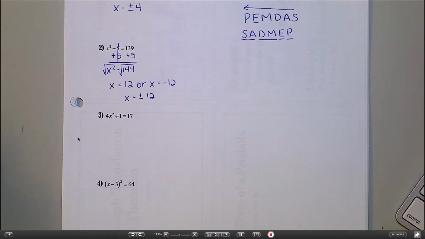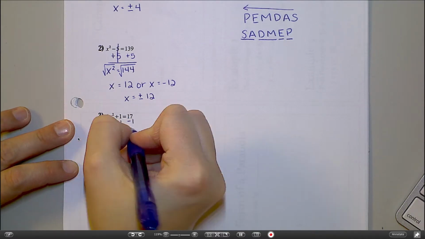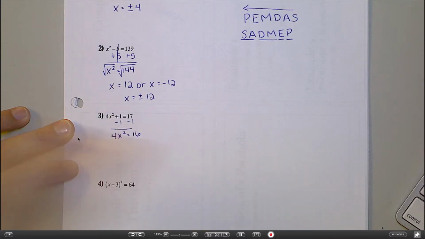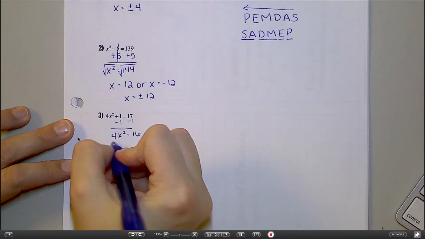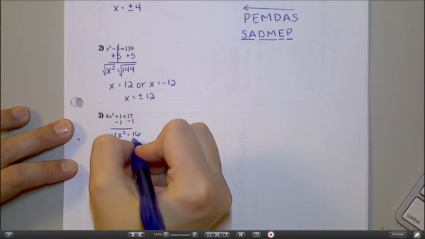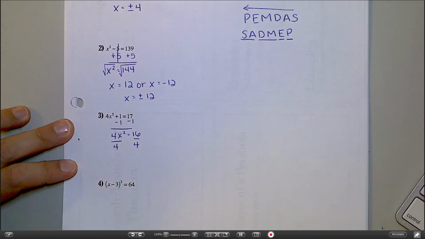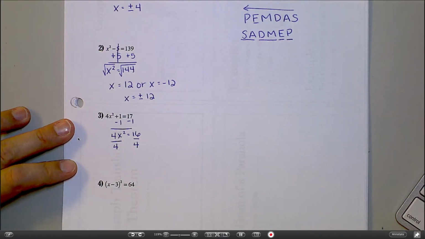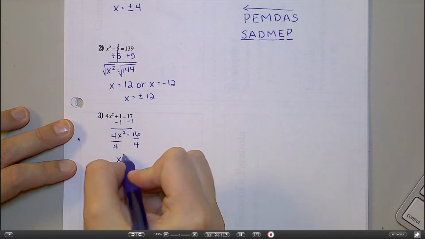All right, number 3. What do you want to do with number 3 first? Subtract the 1. So 4x squared equals 16. Now what do you want to do? Divide by 4. Good. People forget that a lot. You don't want to take a square root until you're down to just something squared. Here you have 4x squared, but we have to get rid of the 4 before we can take a square root. So get rid of the 4, you would have x squared equals 4.